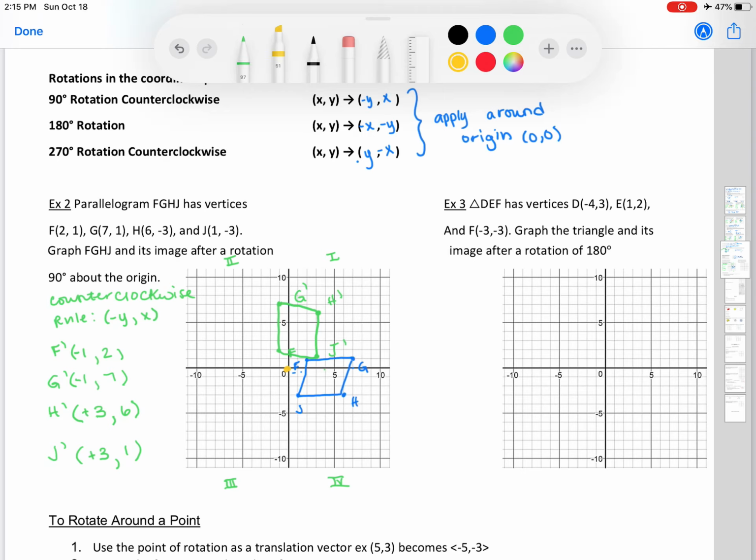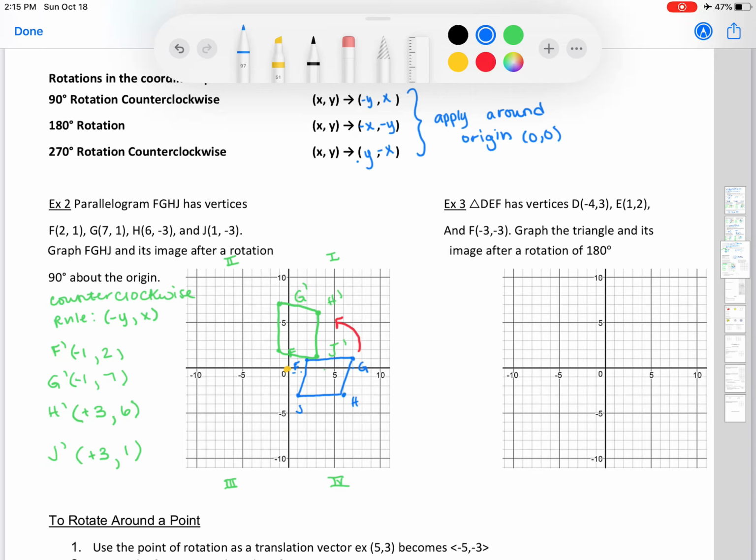And I just double check. My image rotated this direction, which is in fact counterclockwise. And then I double check I used the right rule, and I did. So this is going to be our image and our pre-image. Using these rules, I want you to go ahead and pause this video and try example number 3.